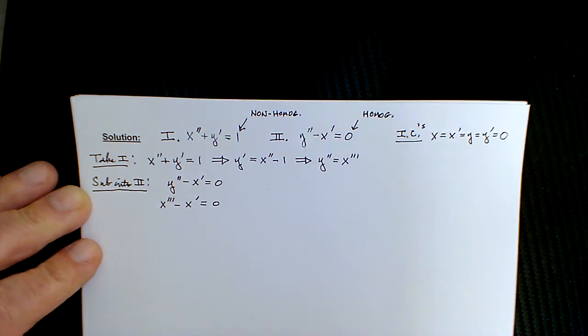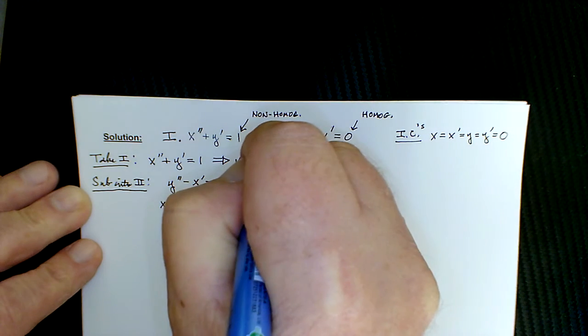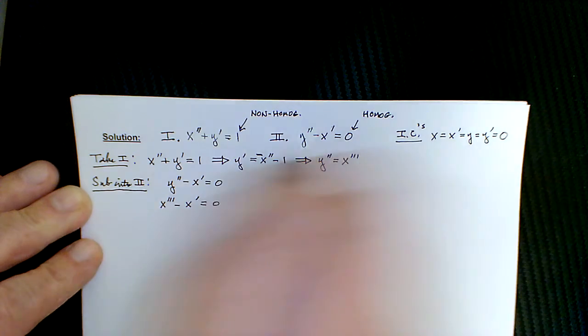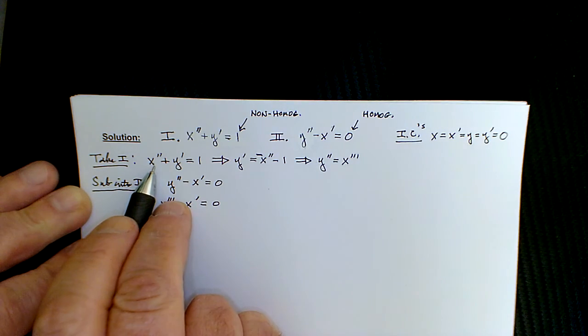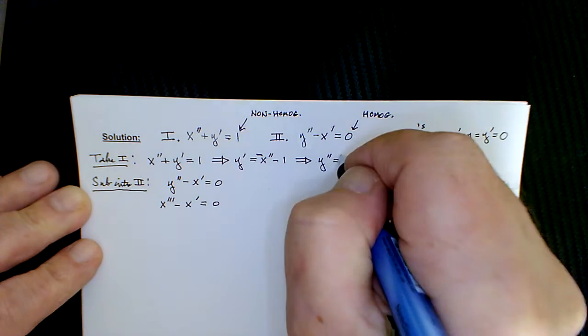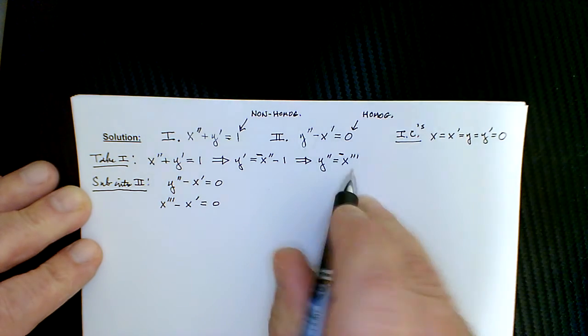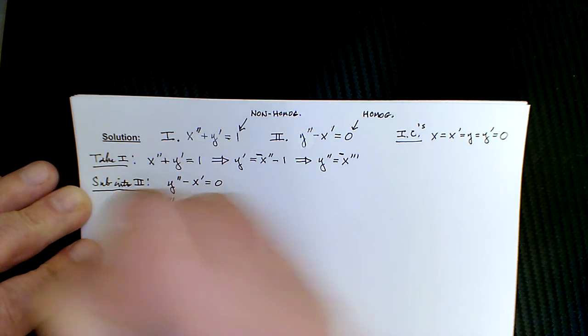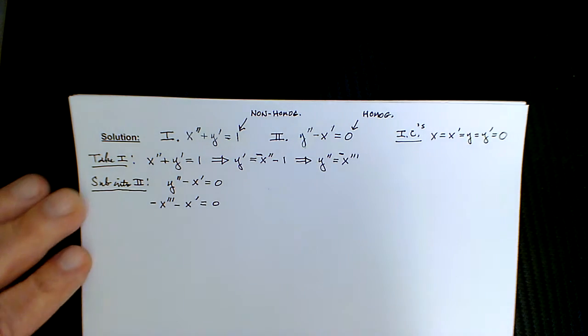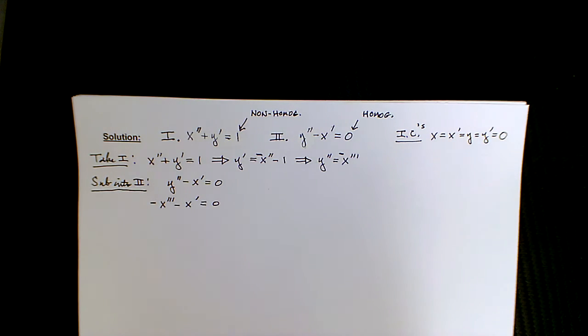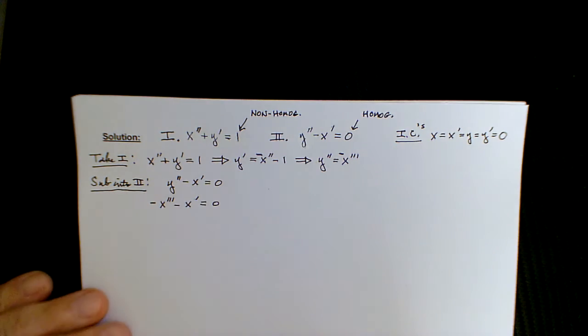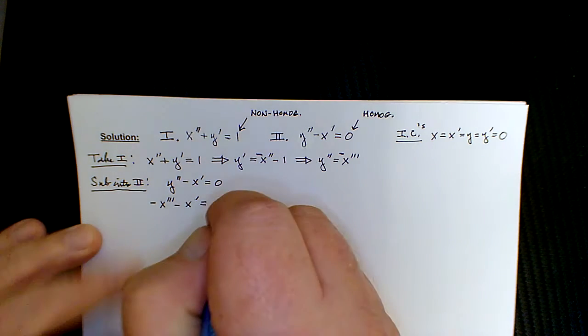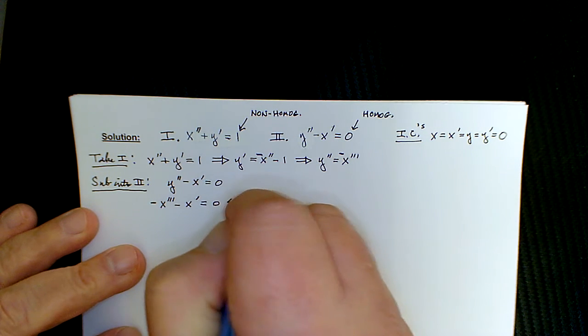And actually I made a little mistake here. There should be a negative x double prime, right? Because I transposed the x double prime. So that would leave this as a negative x triple prime. So then this would be minus x triple prime minus x prime is 0. Okay, so notice that that is a homogeneous equation.